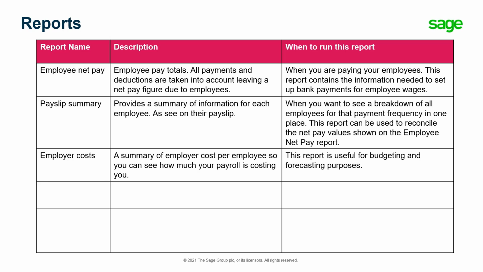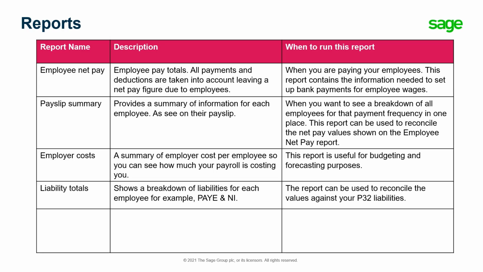The Employer Costs Report. That's a summary of the cost to you, the employer. So you can see how much the payroll is costing you. That report is useful for budgeting and for forecasting purposes. The Liability Totals Report will show a breakdown of the liabilities for each employee for PAYE and national insurance, for example. You can use that report to reconcile against your P32 liabilities and values. So that's your monthly payment that is due at HMRC.